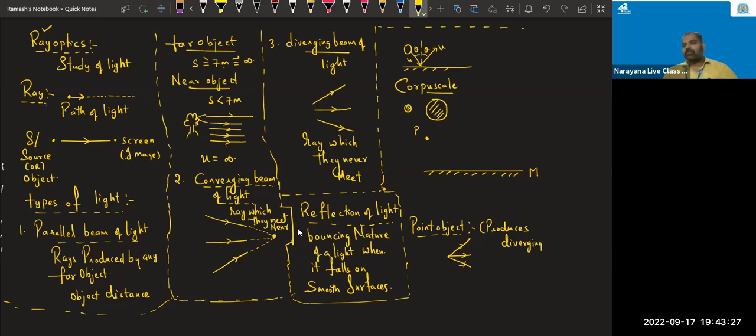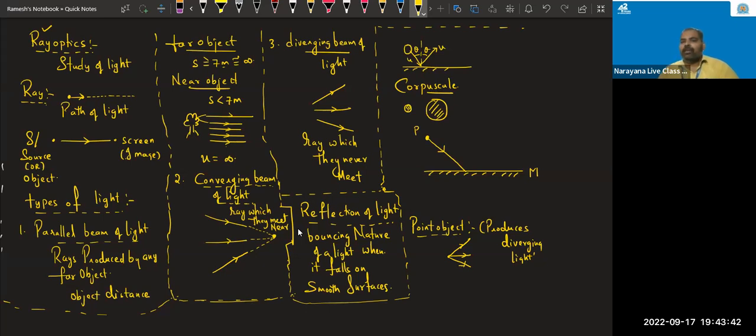Diverging beam of light. So I am taking one P. P means point object. One ray of light is falling on the mirror like this.